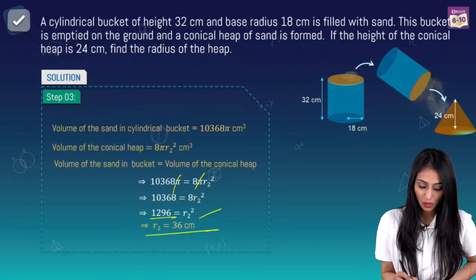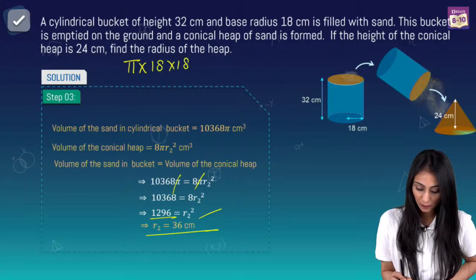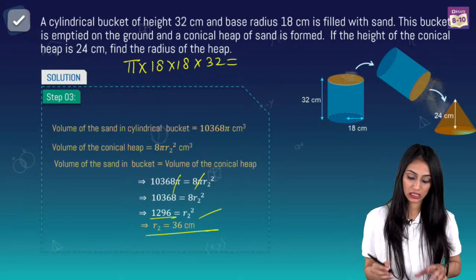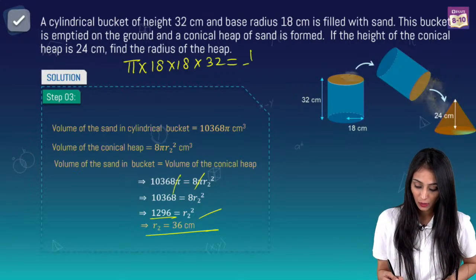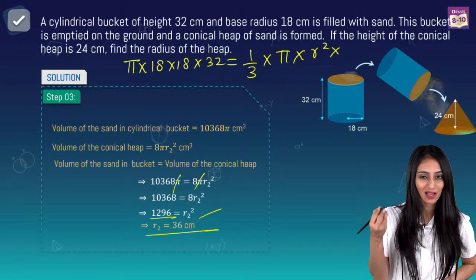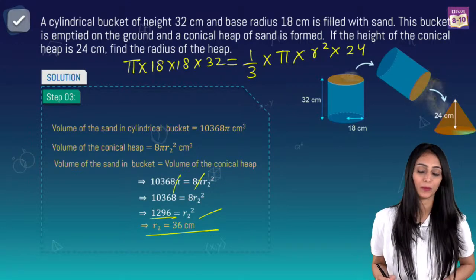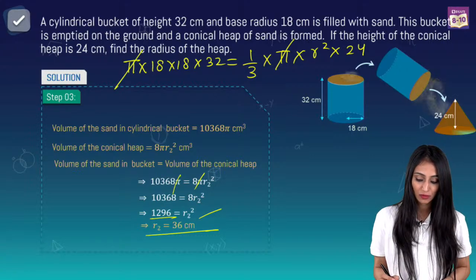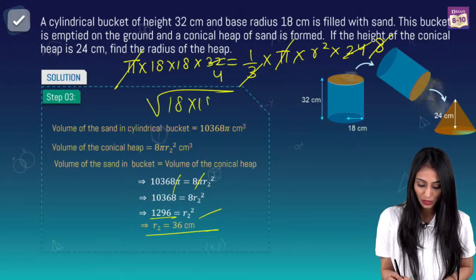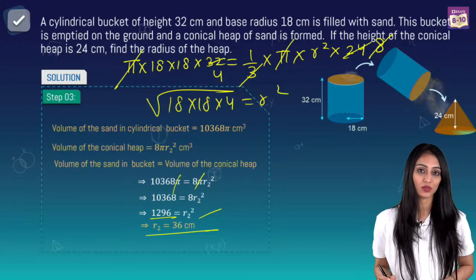Like the volume of cylinder is what? That's pi r square h. So pi, what is radius here? 18 times 18 times 32. If I was to solve this question on paper, I would do it this way in one single step. And 1/3 pi, radius we don't know, let's say that's r square, okay, and height is 24. So I'll simply cancel out pi from here. This is 3 times 1, 3 times 8, 8 times 1, 8 times 4, and simply I'll take the square root of it, right, equal to r square.